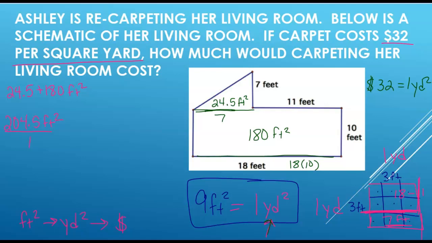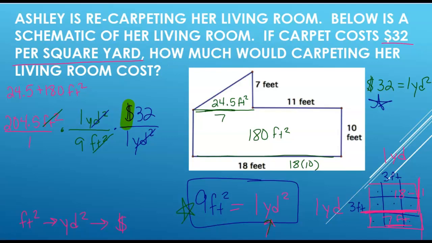So let's take our 204.5 square feet and change it into square yards. So we know that there's 9 square feet in 1 square yard. And then we know that there's $32 for every square yard of carpeting. So our square yards cancel, our square feet cancel, and we're going to be left with money.